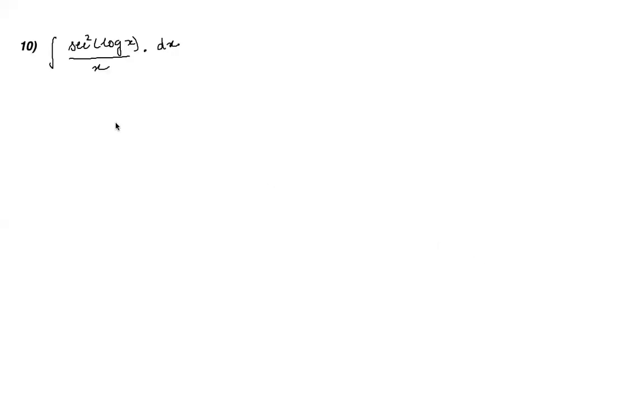Now in this question we have integration of sec square log x upon x into dx. Again we know the differentiation of log x gives us 1 upon x. So what I'll do here is put log x equal to u. I'll differentiate both the sides. So log x will give me 1 upon x equals du by dx, or I can say dx is equal to x into du, right? I'll substitute the values again in the question.